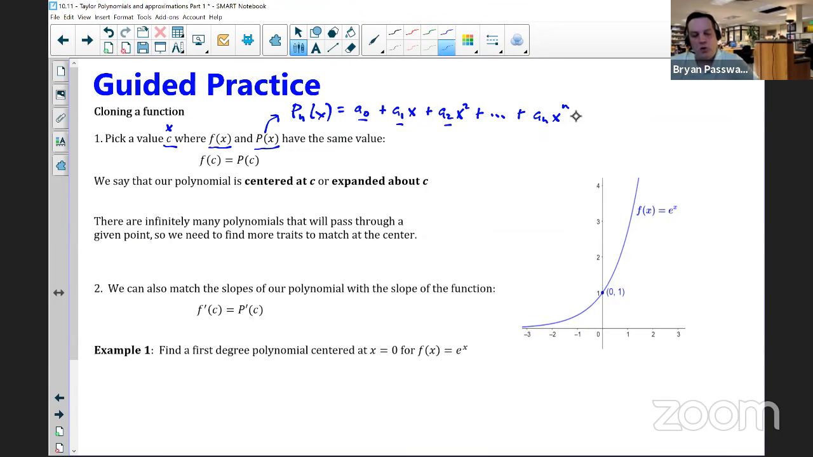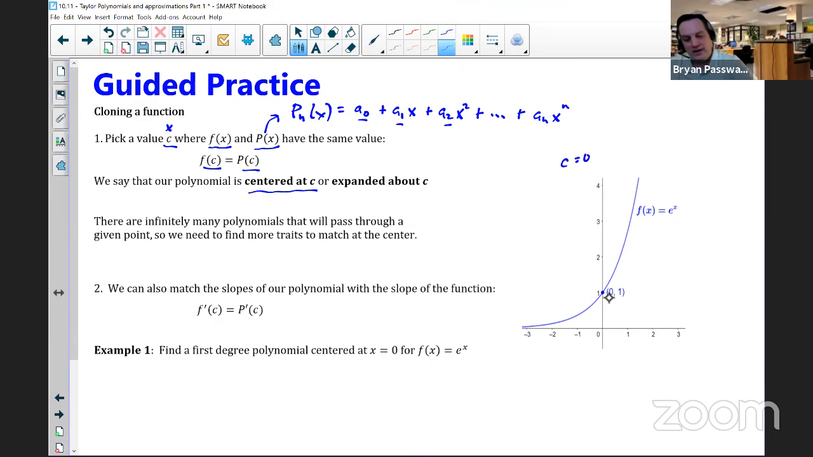So this is going to be our polynomial equation. We need to make sure that whatever we create in our function we're approximating, they have a point in common. That one trait is they have the same point at that value of c, and c is going to be our center. We're going to call it centered at c. In the example I have here in the picture, the center is going to be 0.